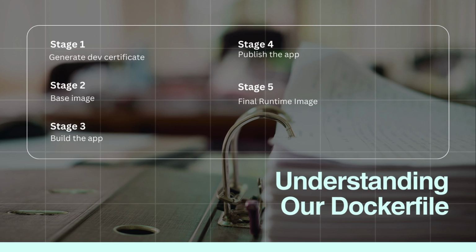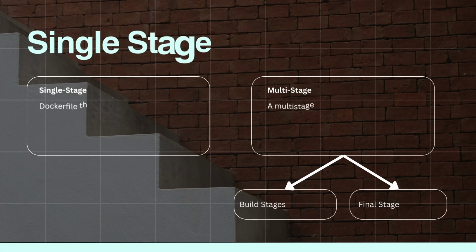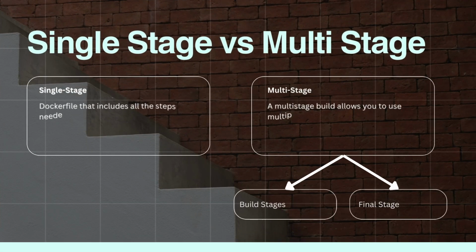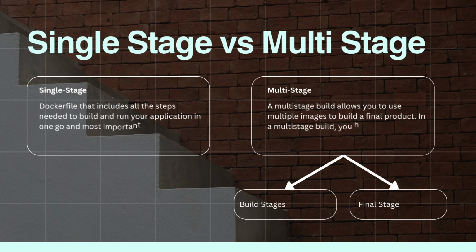We will look into each of these stages in detail. But before that, let me tell you that when creating containers with Docker, there are two main ways to build them. One is single stage and the other method is multi-stage builds. A Docker file that includes all the steps needed to build and run your application in one go is called a single stage Docker build.